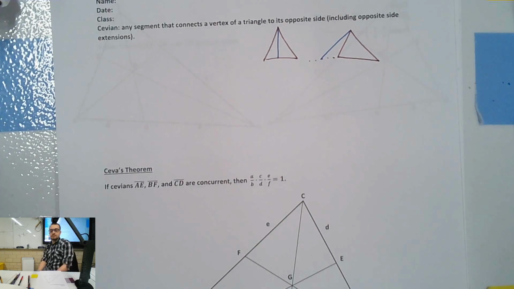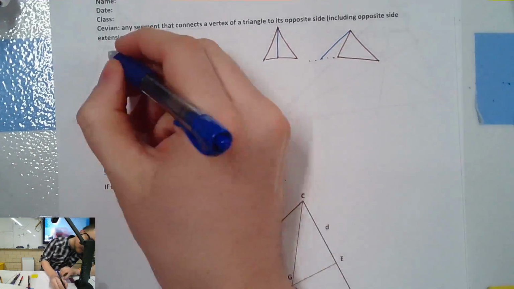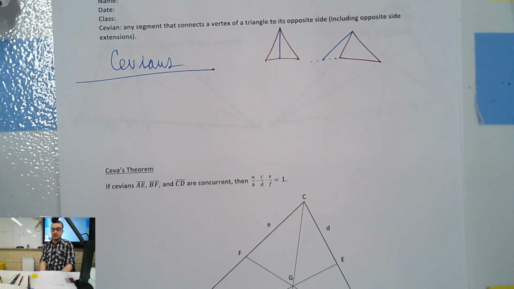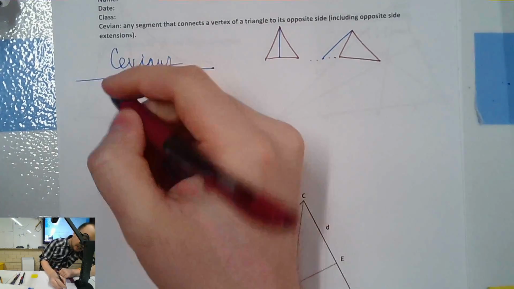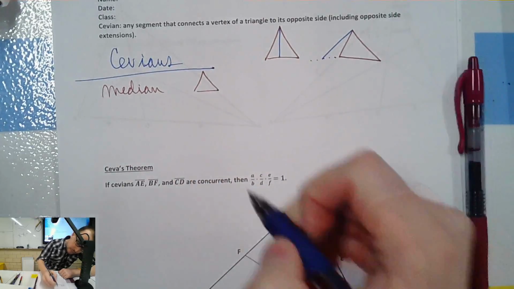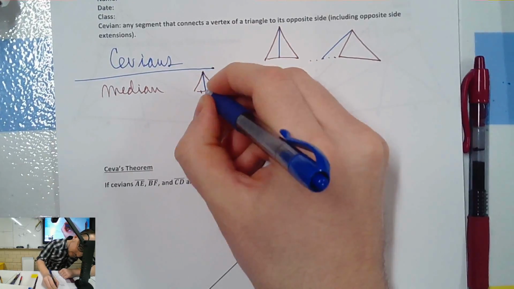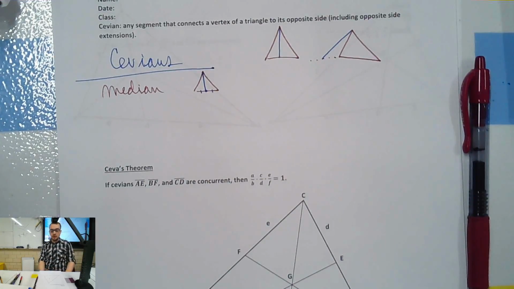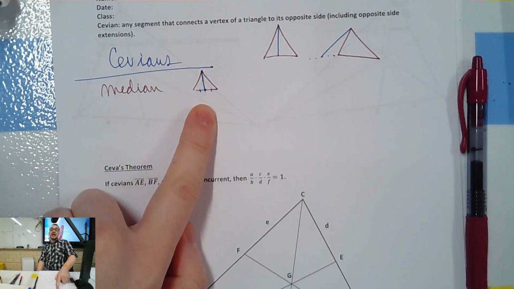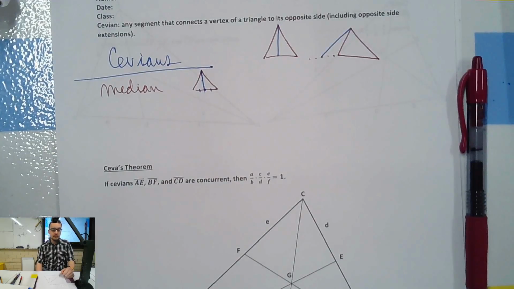Is that cool? Now, Cevian is just a general term for anything that goes from vertex to something on the opposite side. What special segment did we learn about last week that goes from vertex to something? Vertex to midpoint, which one is that? A median. So a median is vertex to midpoint. Here's vertex to midpoint. Is that a Cevian? Of course, it goes from vertex to the opposite side. Now this is a specific type of Cevian where it goes to the opposite side at the midpoint, but it's still a Cevian.